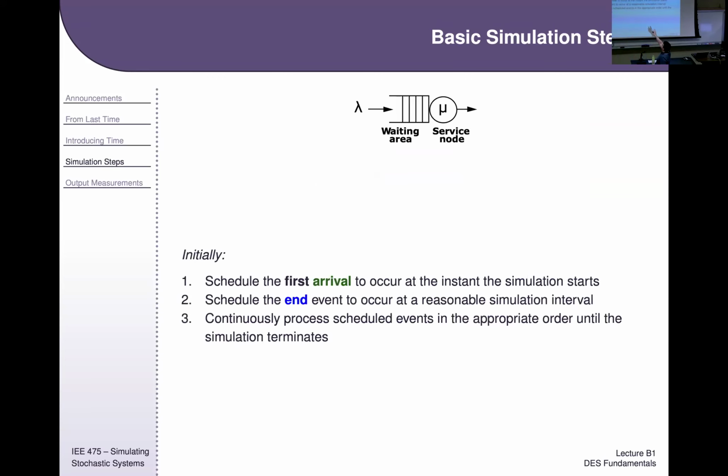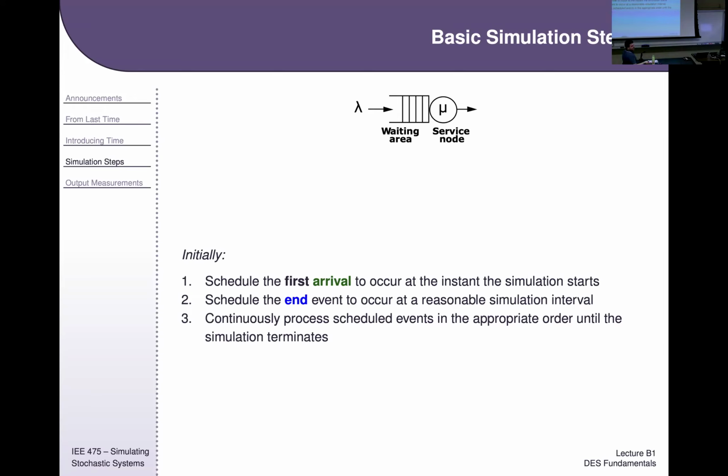So it's a generic way of talking about a node in a queuing network. And so when we simulate a queuing node like this, which is effectively what you're doing for your homework, this is the logic you go through as you do the hand simulation. And so initially, you schedule the first arrival like we did in the car wash example. So you're going to schedule it to occur at a time instant. The simulation starts. We usually just call that time 0 arbitrarily.